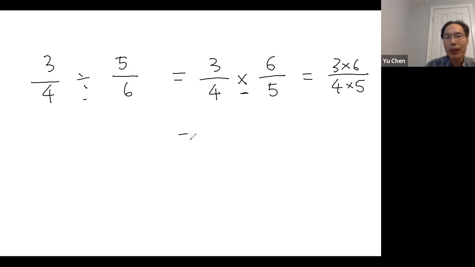I'm sure you should know, you can cross out the common factor of 2 in both 6 and 4 here. Then you get 9 over 10, since 2 times 5 is 10. So that's the result. Do you have any questions?